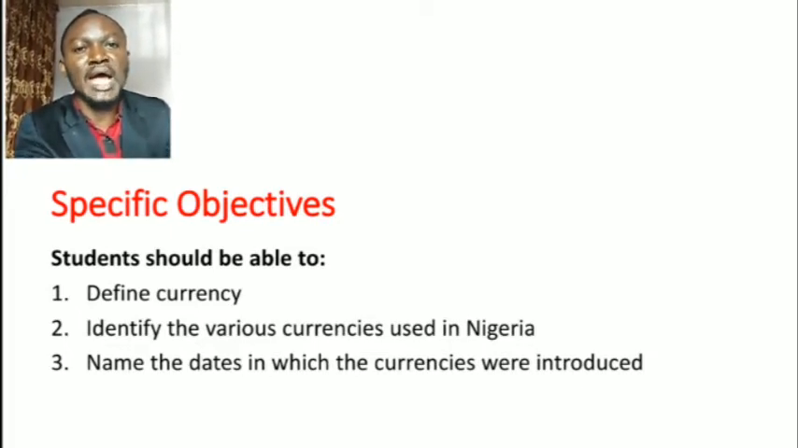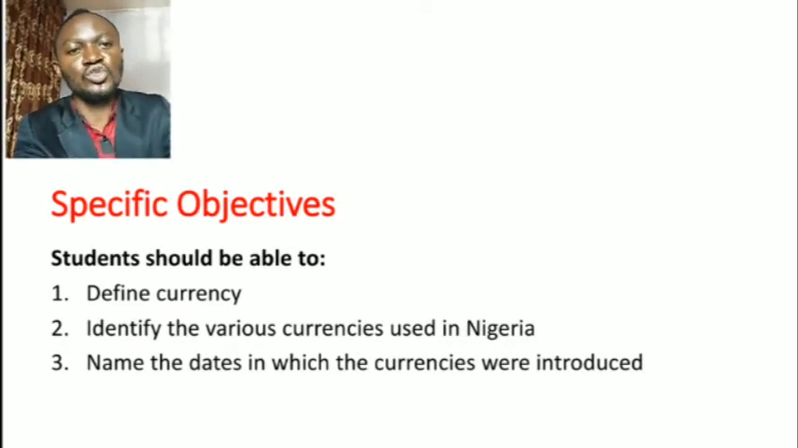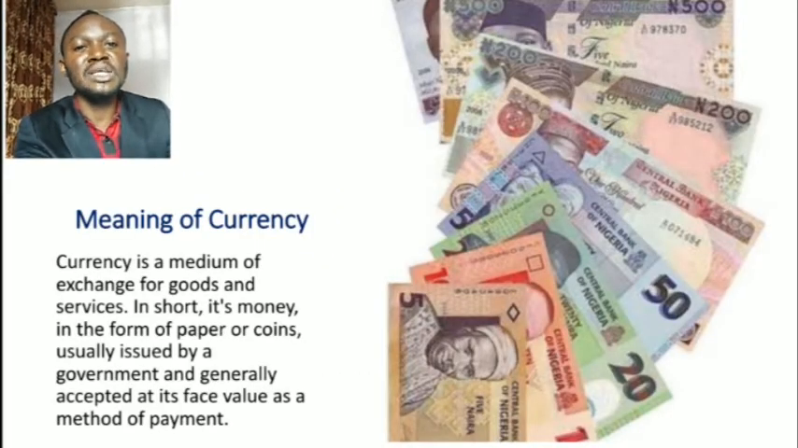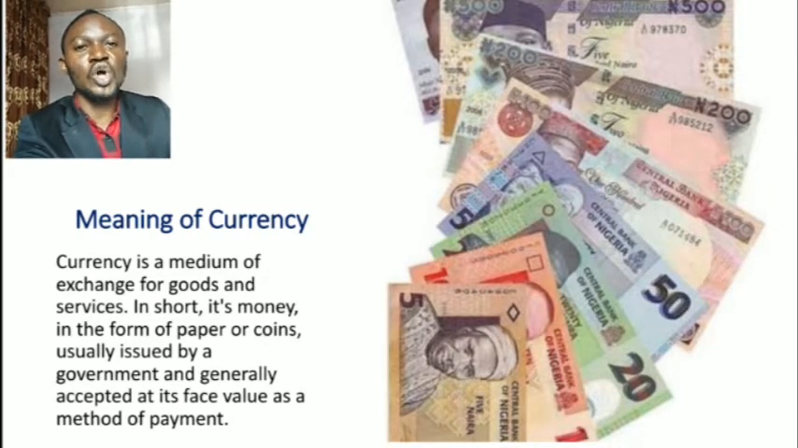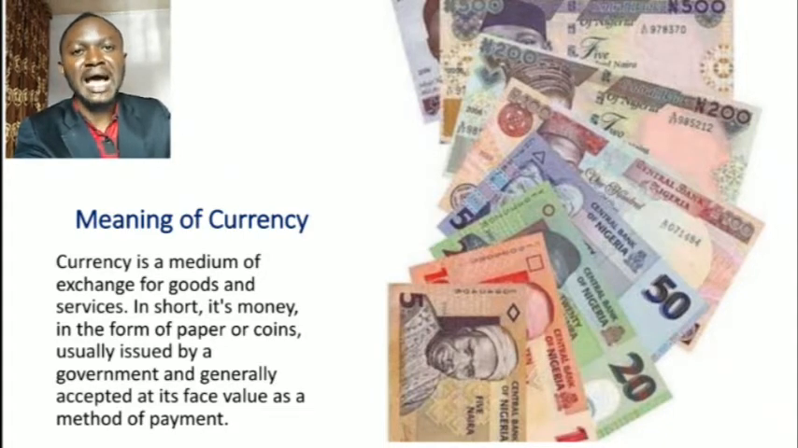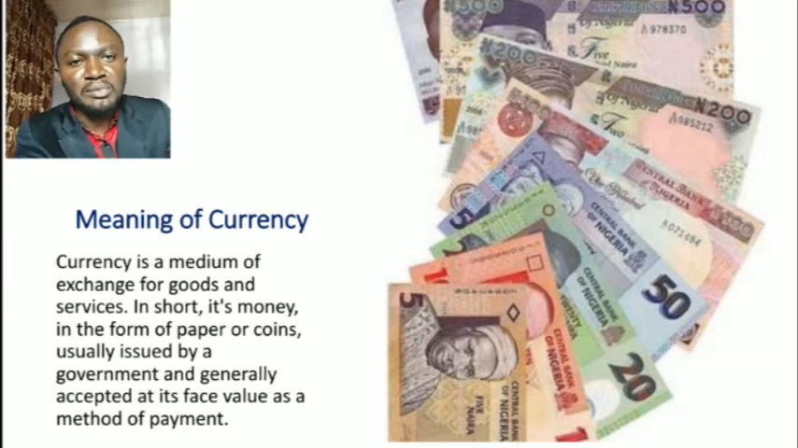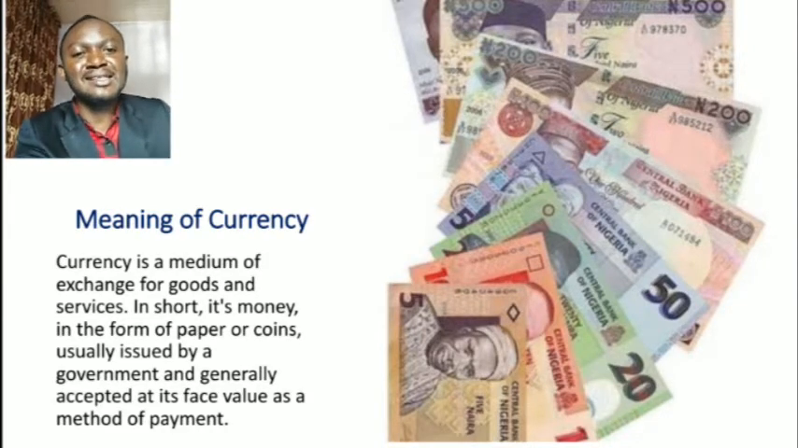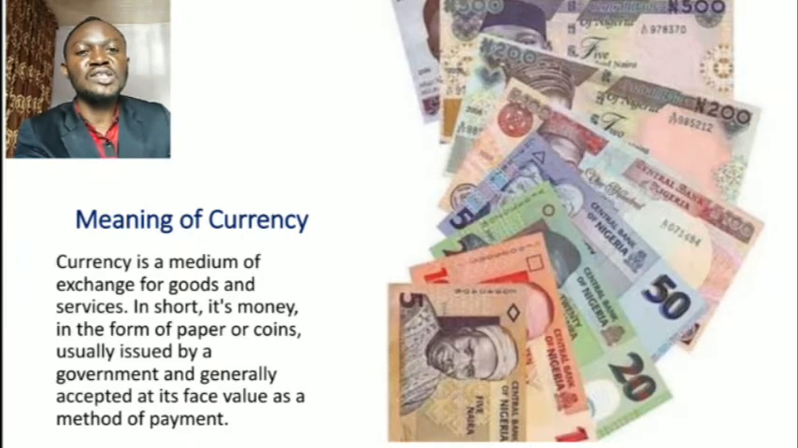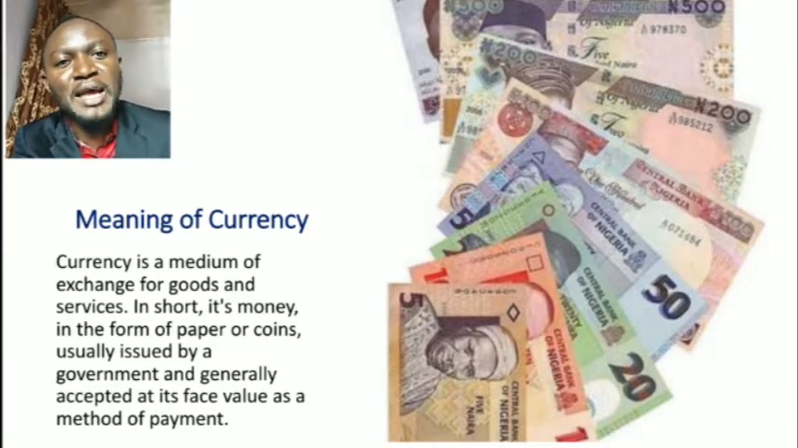the currencies were introduced. We told you that currency is a medium of exchange for goods and services. So it is with currency that we engage in exchange for goods bought and services rendered. And we said that currency is in form of paper or coin, and it is usually issued by the government and generally accepted at its face value as a method of payment.